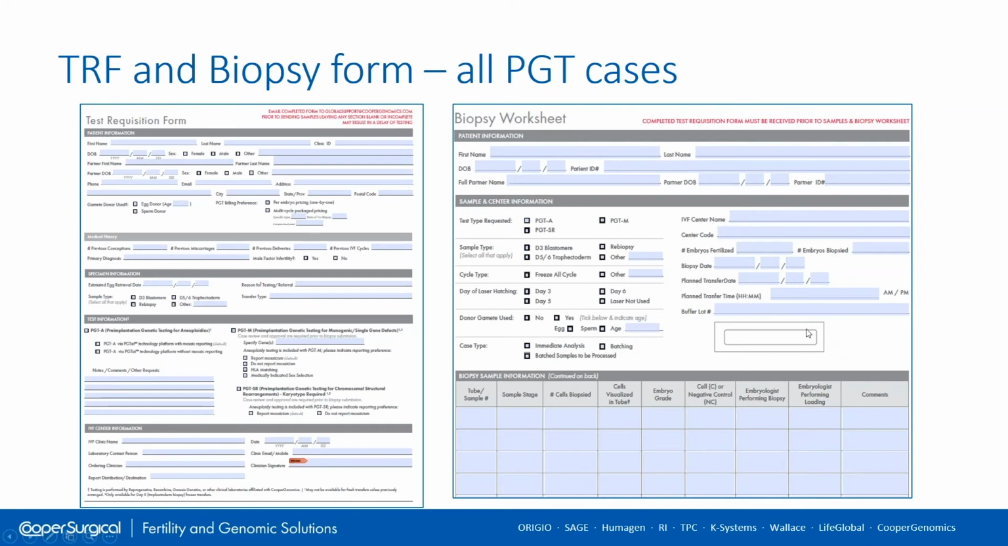In the square here, we are asking clinics to put the barcode from the biopsy kit. Every biopsy kit that is sent to you has unique barcodes inside. So the biopsy form, the biopsy worksheet, is to be submitted together with samples when they arrive to us for testing.